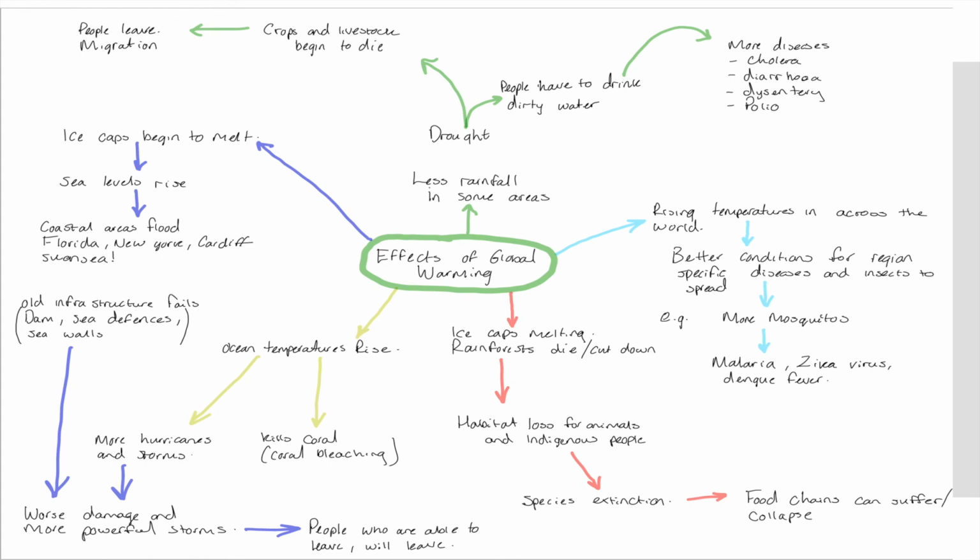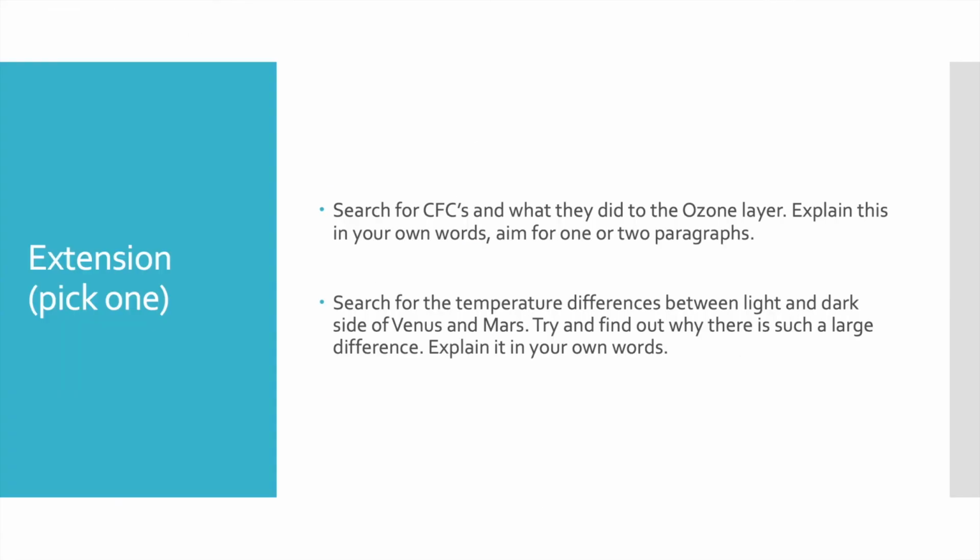Brilliant. So on to the next one. If you did manage to finish in time, you can move on to this. So you need to pick one of these two. The first one is search for CFCs and see what they did to the ozone layer. Explain this in your own words and aim for 1 to 2 paragraphs. I'll give you a hint about that. It affected people in Australia, and it has something to do with sunburn. So have a look at that.